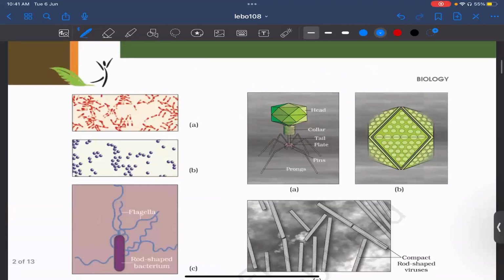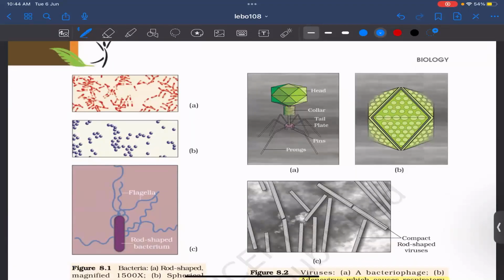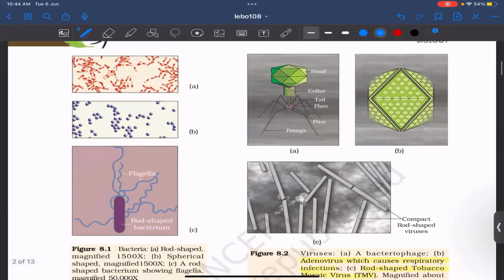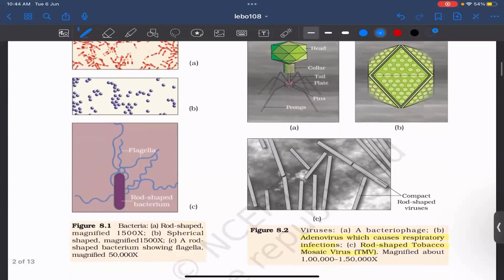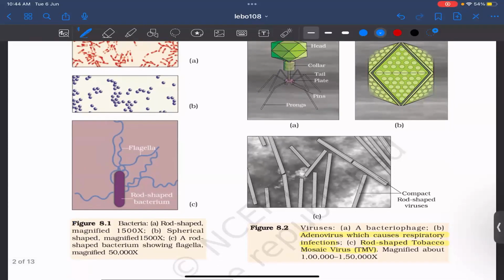So these are just the petri dishes with a few diagrams. This is the rod-shaped bacteria, which is called bacilli. Figure 8.1b shows the spherical shaped bacteria, which is called cocci. Then this is a diagram of a bacterium with a flagellum. In figure 8.2, we can see a few diagrams of viruses. A is bacteriophage. Bacteriophages are the viruses which infect bacteria. B is adenovirus, which causes respiratory illnesses. And C is tobacco mosaic virus, which is rod-shaped.